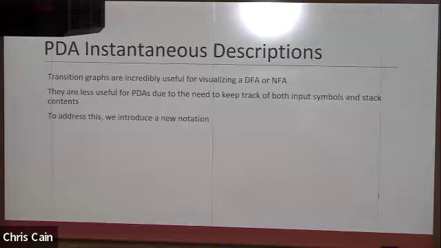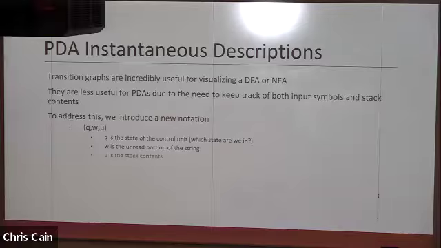So here's another way that we can track a path through a PDA. For each of these, there's going to be a triple again, Q, W, and U. Q tells us the state of the control unit, just which state we are in. W is now the entirety of the unread portion of the string. We don't care about what we have read, but we care about what we have left to read. And then U is the contents of the stack, the entirety of the stack at the moment.